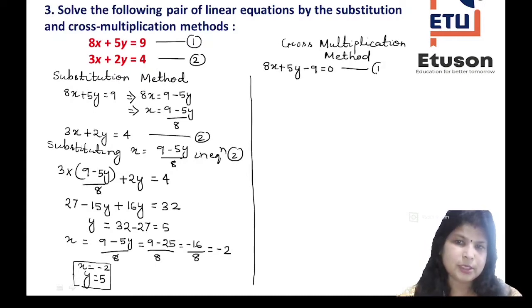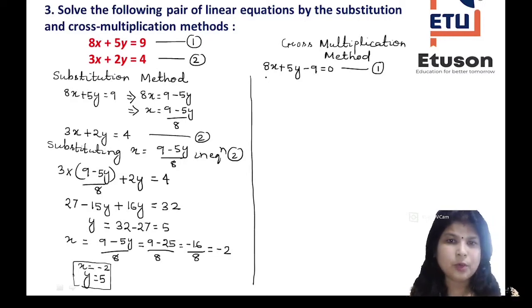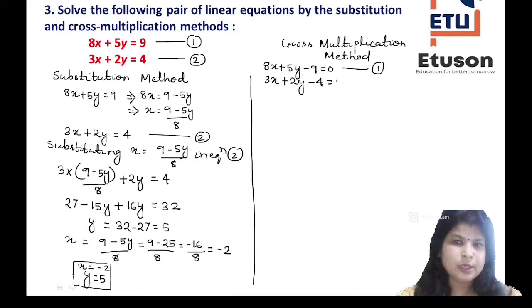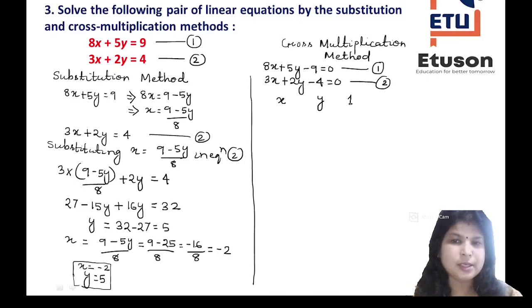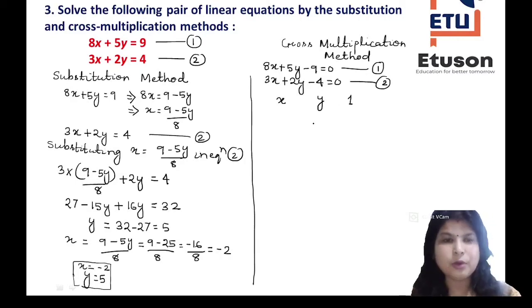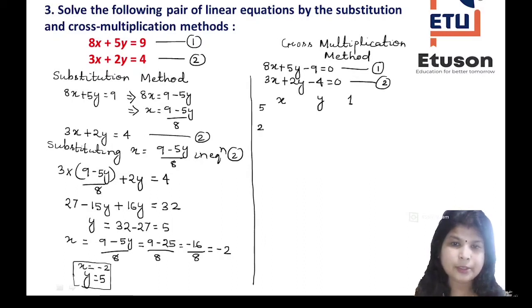So this is your standardized form of equation 1. Similarly, second equation 3x plus 2y minus 4 is equal to 0. Right? Then we have to draw the diagram. Remember I am drawing the diagram so that you can understand. Otherwise directly you can use the formula also. So below x, what I should write? I should write the coefficient of y and the constant, right? So I will write 5 and 2, minus 9 and minus 4.